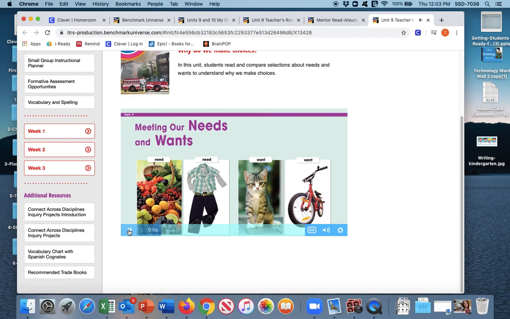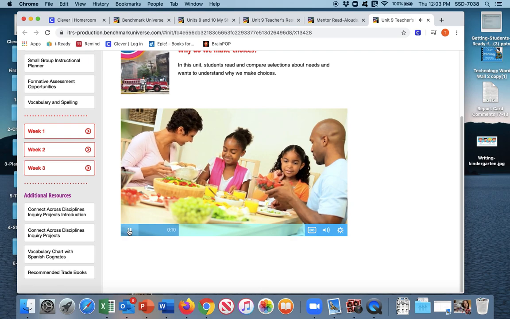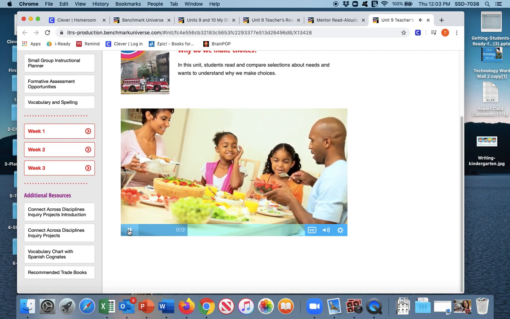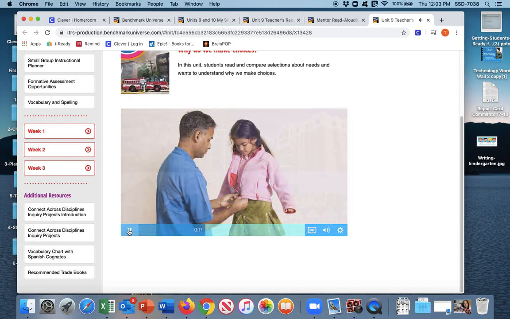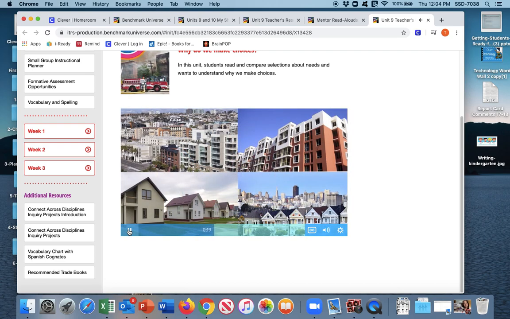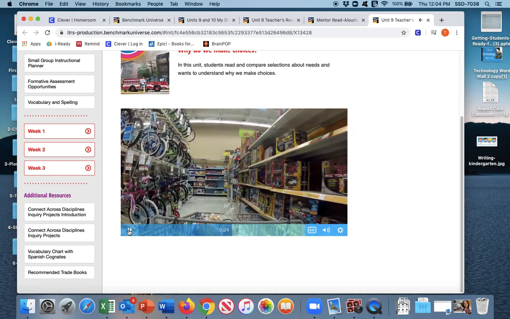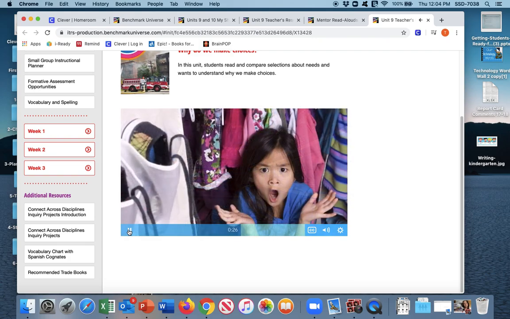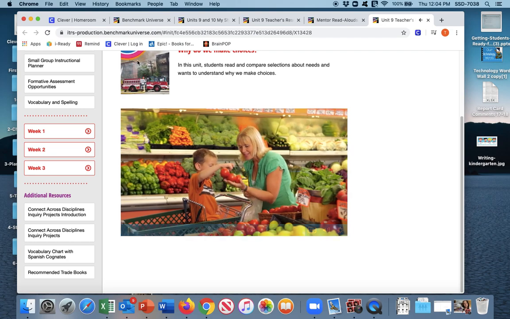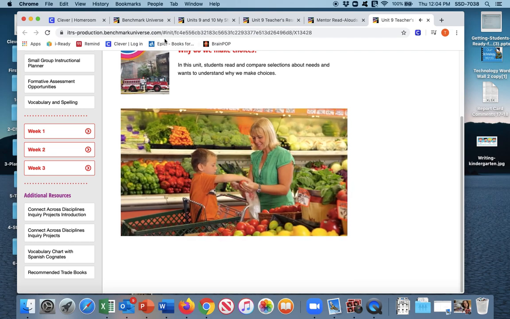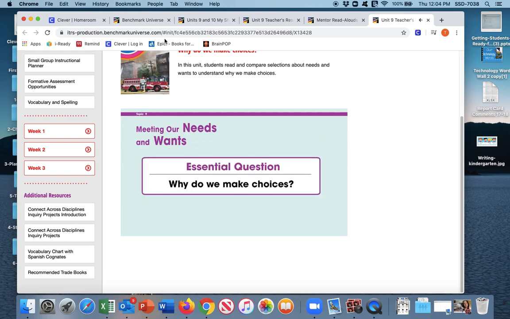Our needs and wants. All people need certain things. A need is something you must have to survive. People need food, clothing, and a place to live. A want is something you would like to have, but do not need to live. People often want more than they need. They must think about how important things are and how much they cost. Why do we make choices?